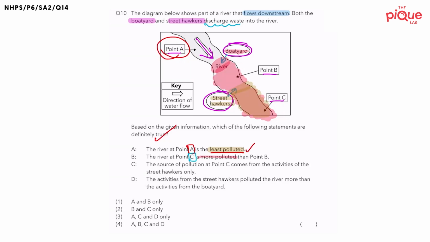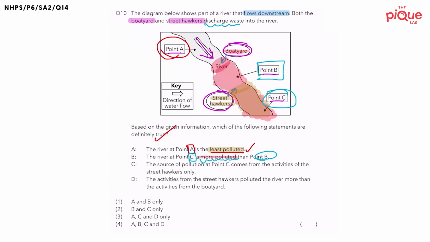Okay, where is point C in the diagram? Point C is over here. And it said that point C is more polluted than point B. And where is point B in the diagram? Point B is over here. So we need to figure out who is more polluted, and to do this, you can use the colors of the highlighter to help you.